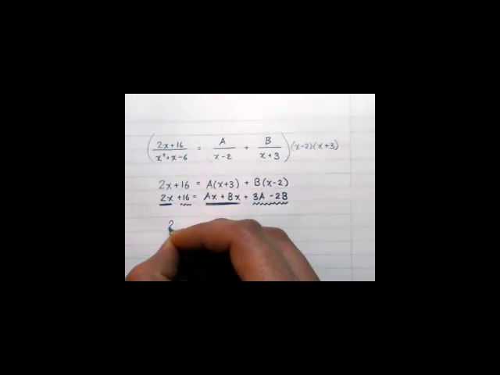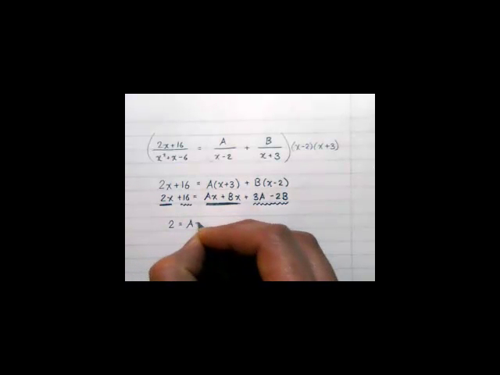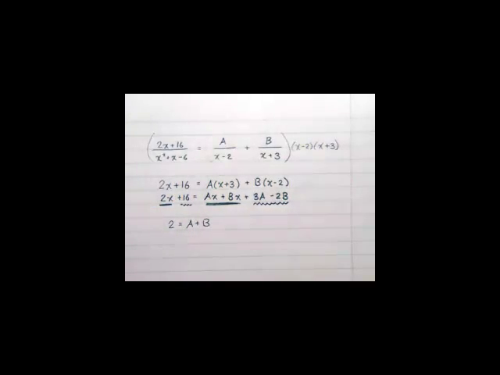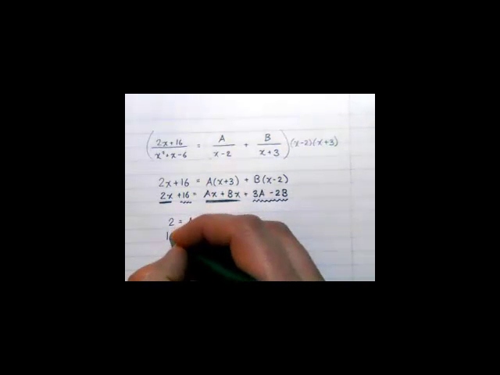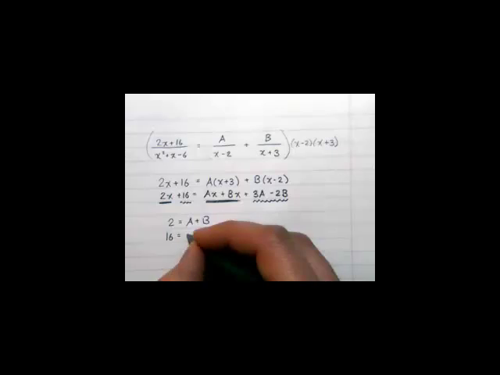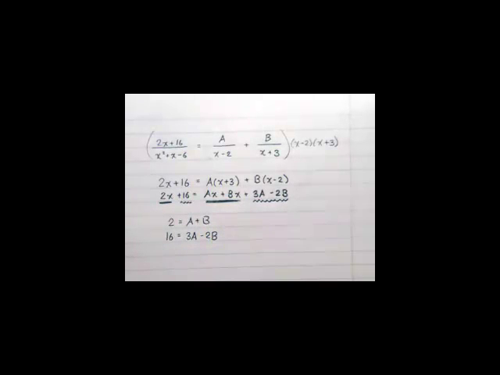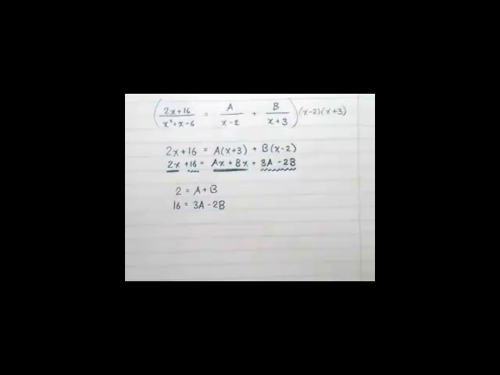So 2 needs to equal a plus b. Right? If I have 2x, the a and the b together need to give me that 2. And then also the 16 needs to equal 3a minus 2b. So I got a little mini system of equations here where I can do substitution, elimination, that sort of thing.